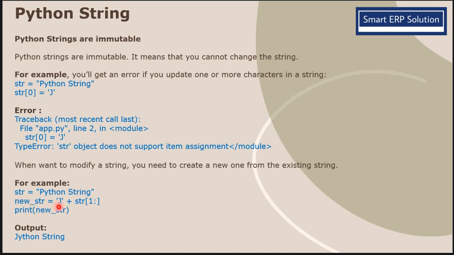new_str equal to within the single quotes j plus str[1:]. 1 colon means from y. If we print new_str, the first letter will be j, and then from the 1 position all the letters will be printed. From 1 position means from y. From y the rest of the letters will be printed, but the first letter will be j in the new string. So in the Python string, p will be replaced with j.